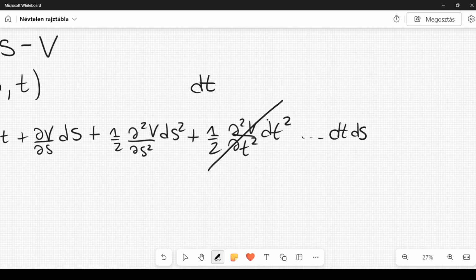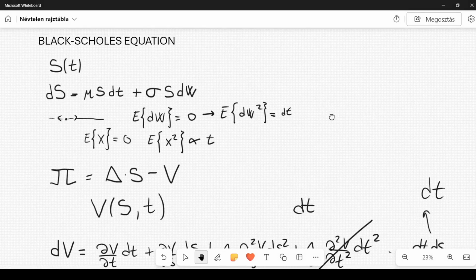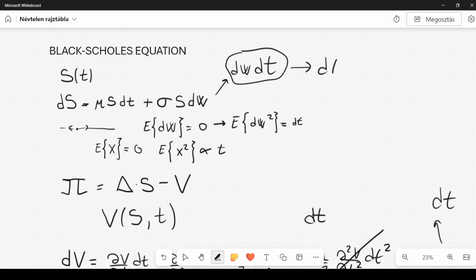So this one can be neglected, and also terms of this order here, dt ds will be greater than the order of dt. If you think about the definition of ds, we have one term like this, so dt, when we multiply it by dt, we get dt squared. And then we also have dw, which multiplies dt. But since the expected value of dw squared is of the order of dt, well, if you think about it, dw dt will still be greater than the order of dt.